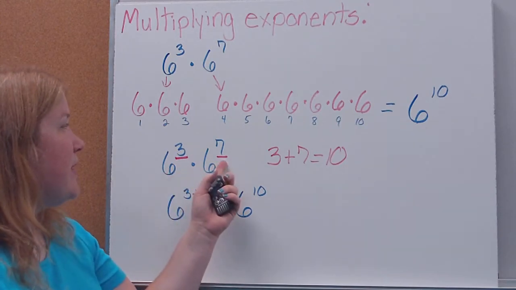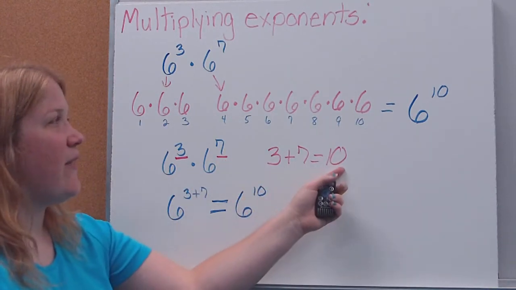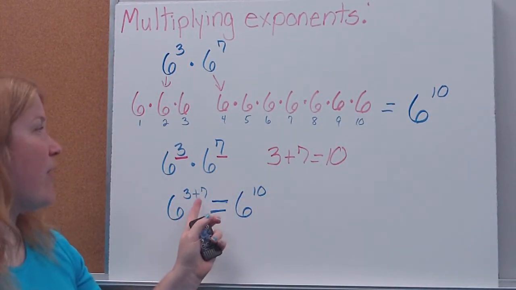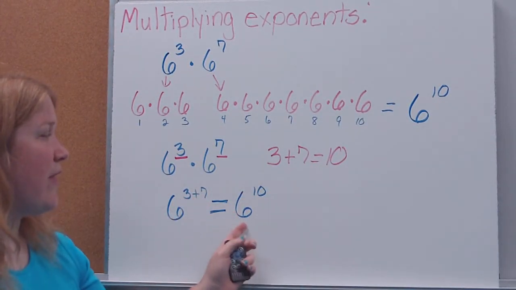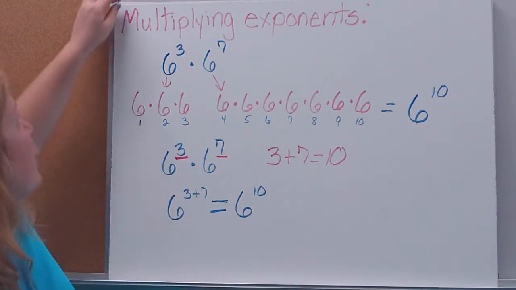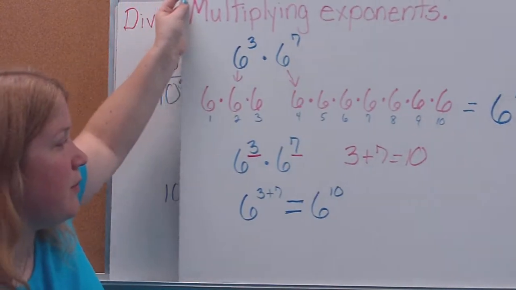So look at your exponents, 3 and 7. If I add 3 and 7, I get 10. Well, that was my answer. So our quick rule is simply add our exponents: 6 to the 3 plus 7, or 6 to the 10th power. That's why it works. On the next one, I'll show you why it is that division works.